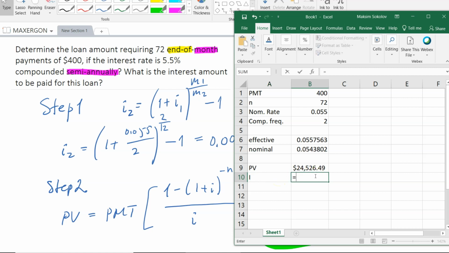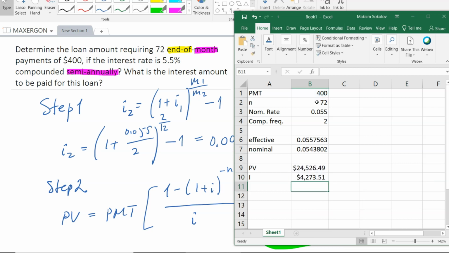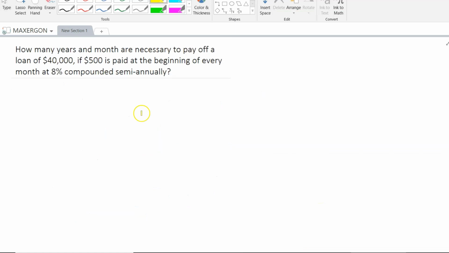Interest is equal to all payments combined, which is found by taking B1 and multiplying by the total number of payments, which is in B2. We'll subtract from this the present value, which is in cell B9. Thus, the interest is 4,273.51. These are the answers we already received with our algebraic solution. Let's proceed now to the next problem.